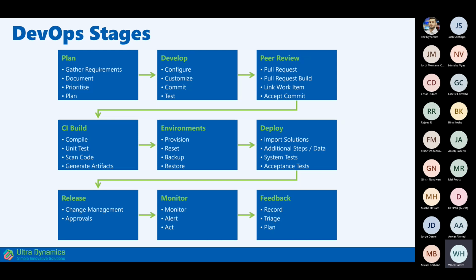Then we look at where we want to deploy that package. So this is where environments come into play. This is where we would either create a new environment or use an existing environment. And then we would deploy that package to a number of different environments. At some point, we'll get that deployed to production.